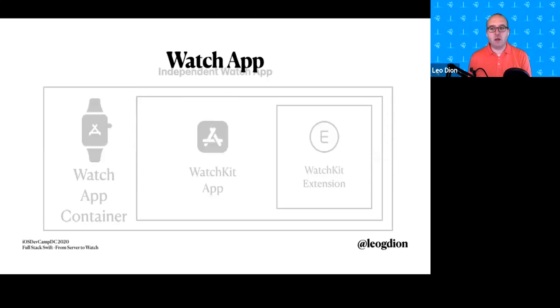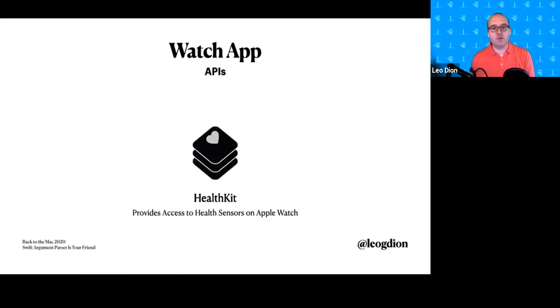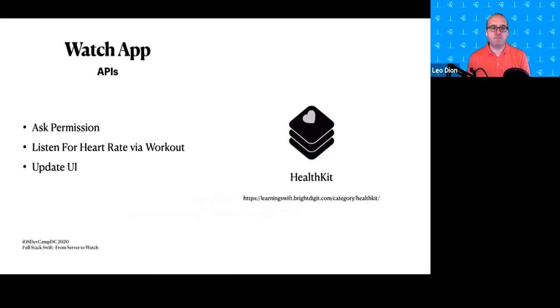Now, let's hop back and talk about what APIs are actually used in the watch app. So first and foremost, we have HealthKit. And HealthKit is what's going to provide us access to the health sensors on the Apple Watch. What we need to do is we need to make sure that we ask for permission from the user to get access to workouts and the heart rate. And we will also have to listen to the heart rate via the workout and its various delegates. But most importantly, we need to make sure that we update the user interface as well.